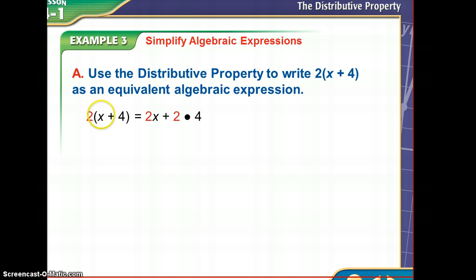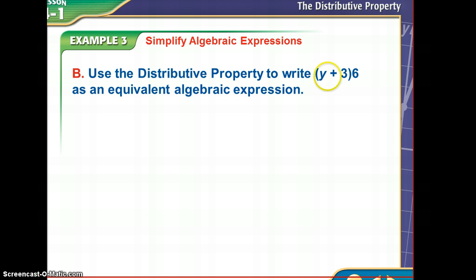You're going to take that 2 and you're going to pass it through the parentheses, so you end up with 2x plus 2 times 4. Remember, the coefficient 2 here in front of the x means 2 times x. And simplifying, you get 2x plus 8. Okay, so here's your equivalent algebraic expression. And then it's simplified right here.